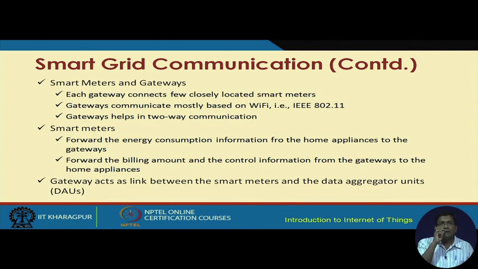We also have other components like the smart meters and the gateways, where each gateway connects very closely to the smart meters. The gateways communicate mostly based on Wi-Fi, which is 802.11. The gateway helps in the two-way communication, and the smart meters forward the energy consumption information from the home appliances to the gateways and forward the billing amount and the control information from the gateways to the home appliances. These gateways act as a link between the smart meters and the data aggregation units.